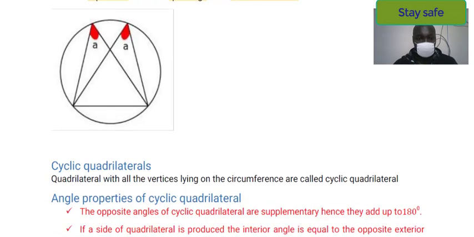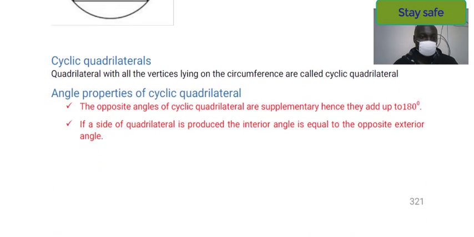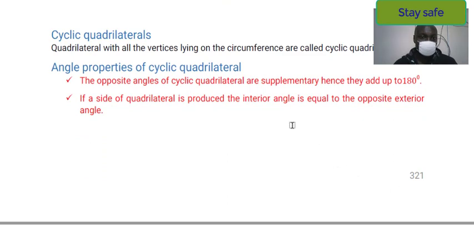Now let's go to cyclic quadrilaterals. You know what is a quadrilateral? It's a 4-sided figure. So a quadrilateral with all the vertices lying on the circumference of a circle is called a cyclic quadrilateral. Now, angle properties of a cyclic quadrilateral. 1. The opposite angles of a cyclic quadrilateral are supplementary, hence they add up to 180. Then, if a side of a quadrilateral is produced, the interior angle is equal to the opposite exterior angle.